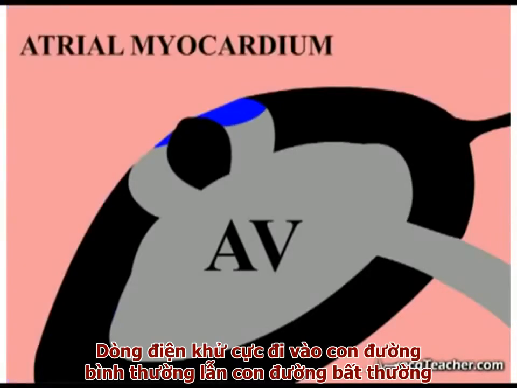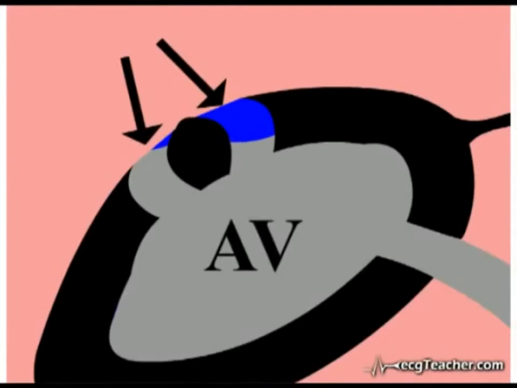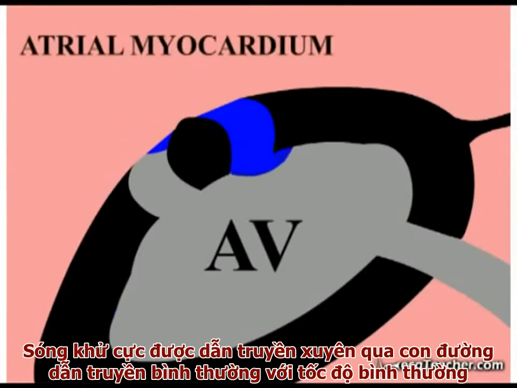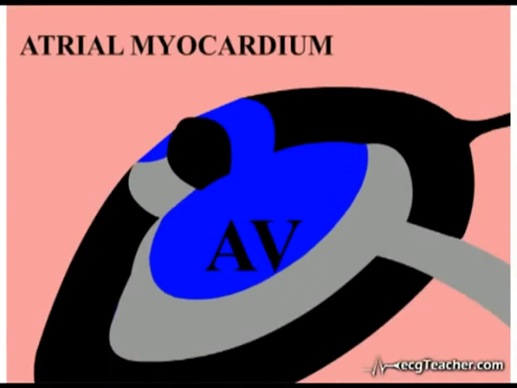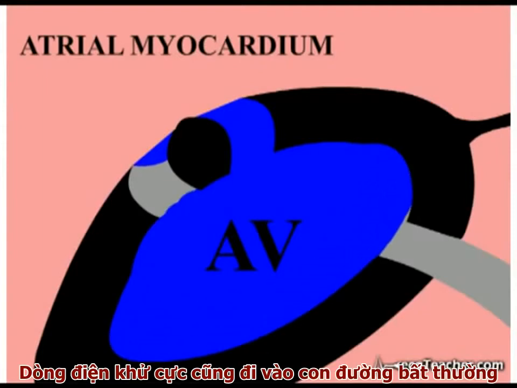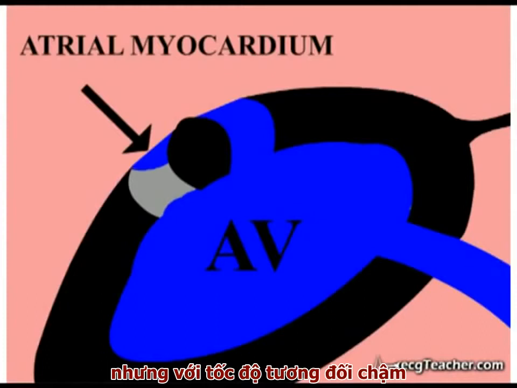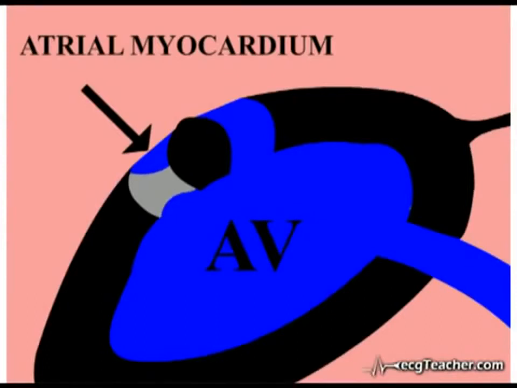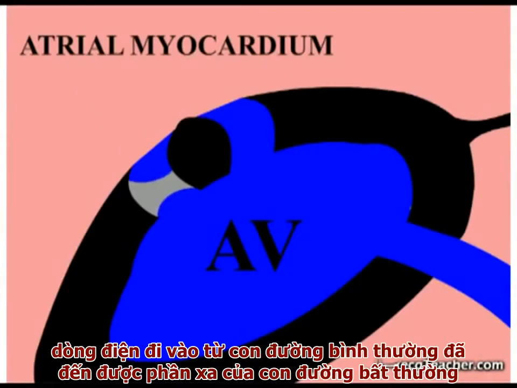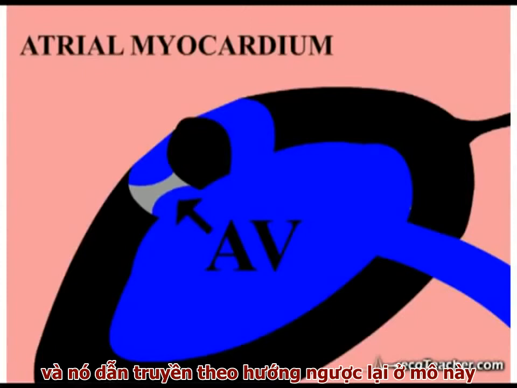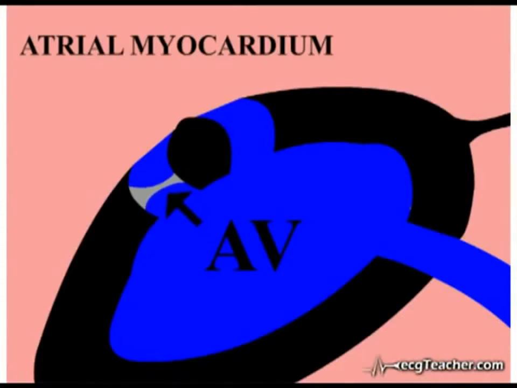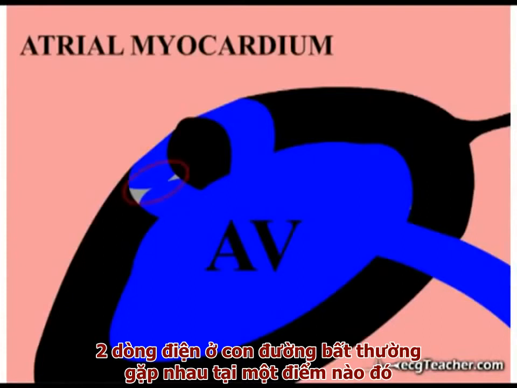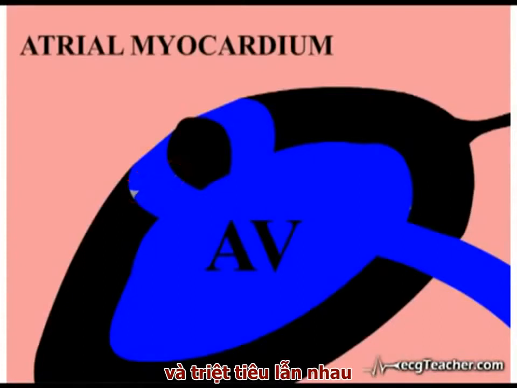Depolarizing current enters both the normal and abnormal tract. The depolarization wave is transmitted through the normal conducting tract at an appropriate rate and depolarizes the node. Atrial depolarizing current has also entered the abnormal tract and begins its relatively slow journey through this tissue. However, at this point, current flowing in the normal conducting tissue has already reached the distal end of the abnormal strand and is conducted in a retrograde direction into this tissue. The two currents in the abnormal strand meet at some point and obliterate one another.